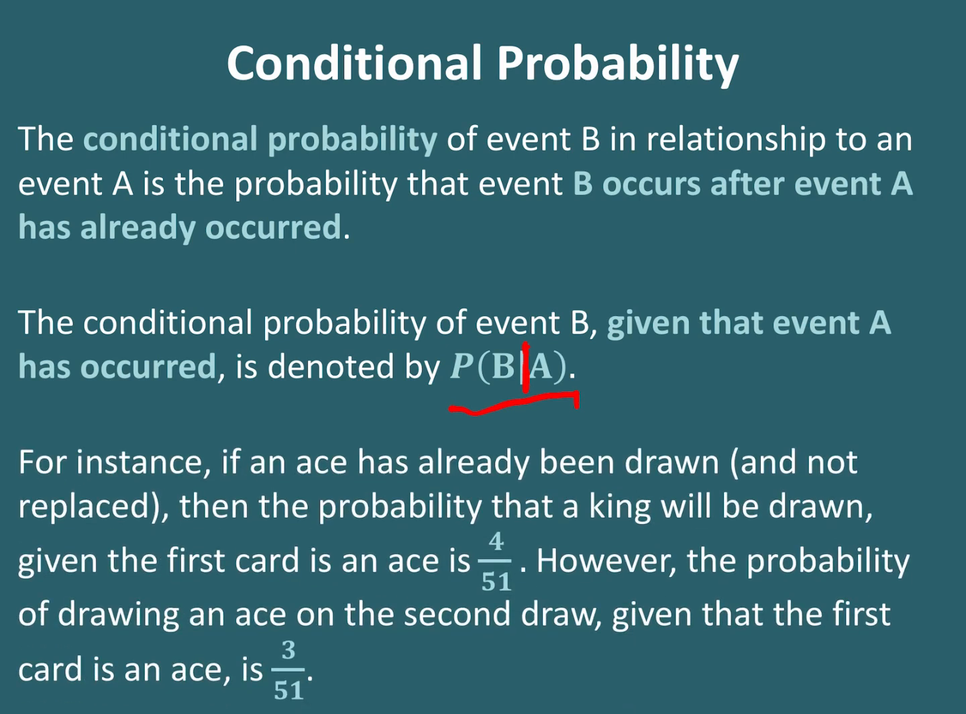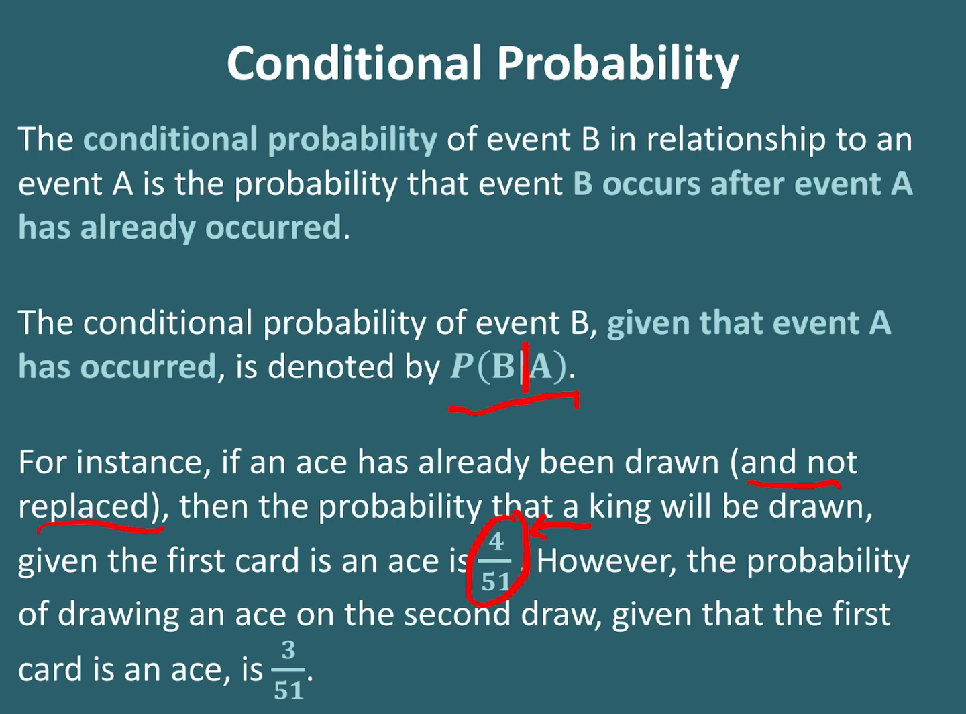For instance, if an ace has already been drawn and not replaced, then the probability that a king will be drawn given the first card is an ace is 4 out of 51. Notice here this is over 51. Typically, in a standard deck of cards, you have 52 cards. Since the ace was already taken out, we now have 51 cards, but clearly there are still 4 kings left. Again, giving us a probability of 4 out of 51.